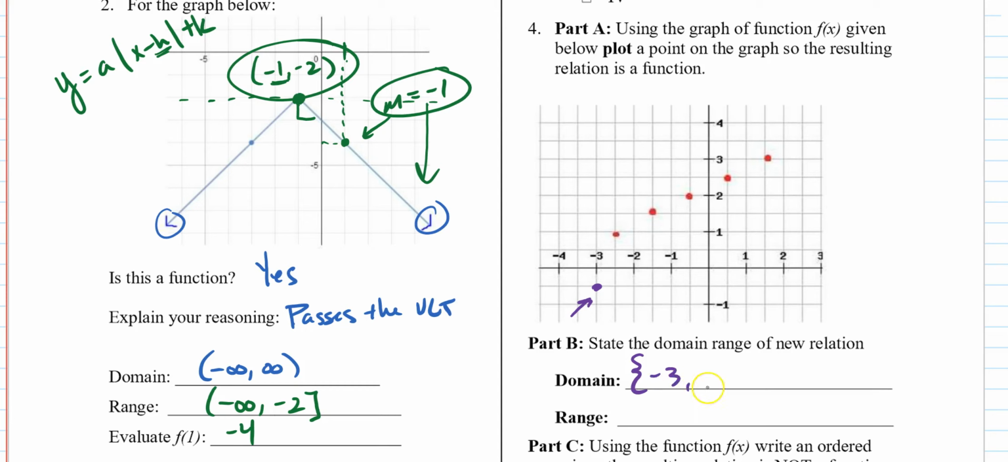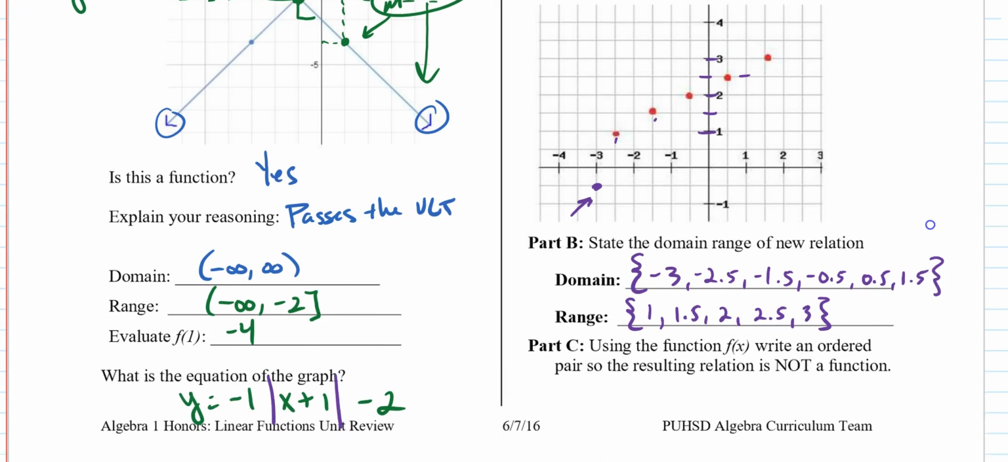So I've got -3, -2.5, -1.5, -0.5, +0.5, and 1.5. Those are my inputs, and then my range of the outputs, I'm going to take all the y values. And it looks like those are 1, 1.5, 2, 2.5, and 3.